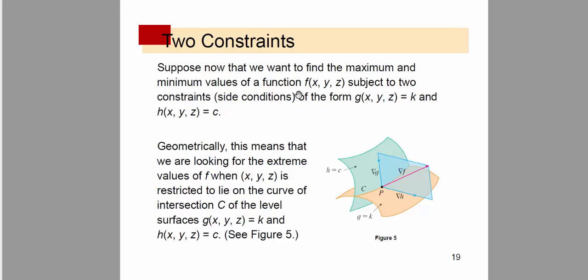So now we are going to take up an example in which we have to find the extrema, or maximum or minimum values, of f(x, y, z) subject to two constraints. What that geometrically means is that these two constraints give two level surfaces. We have to find the max and min when x, y, and z are restricted to the curve of intersection of these two surfaces.